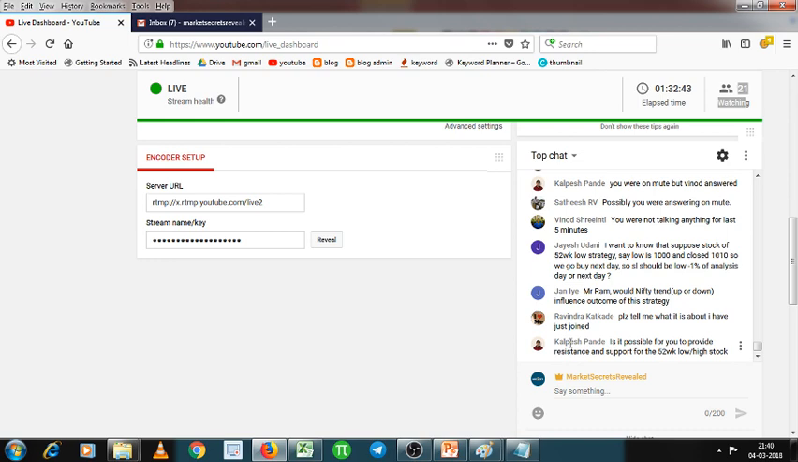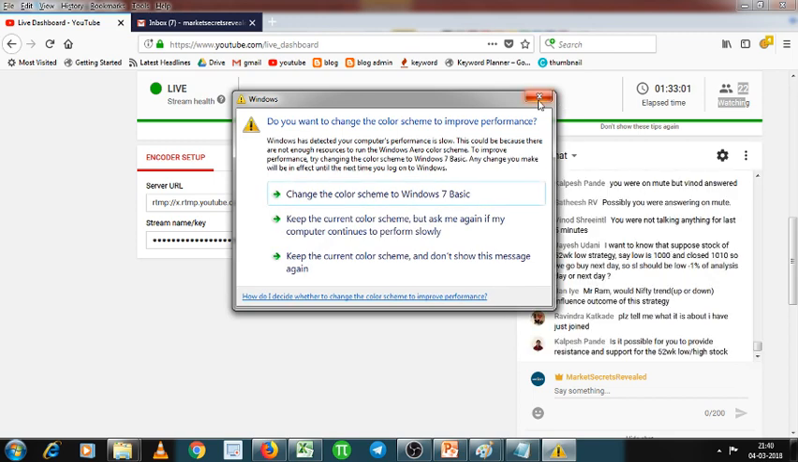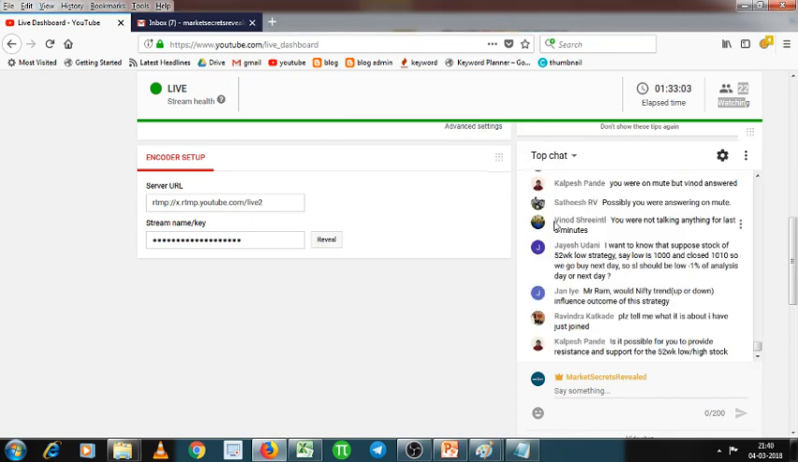And the next item is again from Kalpesh. Is it possible for you to provide the resistance and support levels for 52-week high and low stock? You can really go and do it yourself, Kalpesh. You just have to add the pivot points, so that will give you the immediate support and resistance levels. And if you watch the option OI analysis video that I have posted earlier, you can understand what would be the support and resistance levels based on the option chain data.